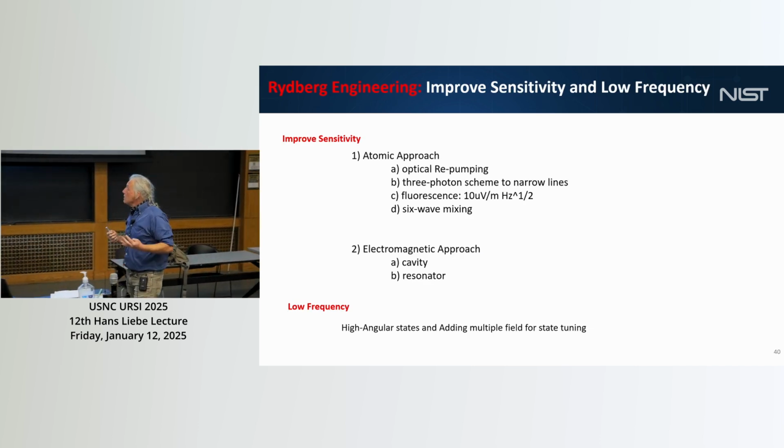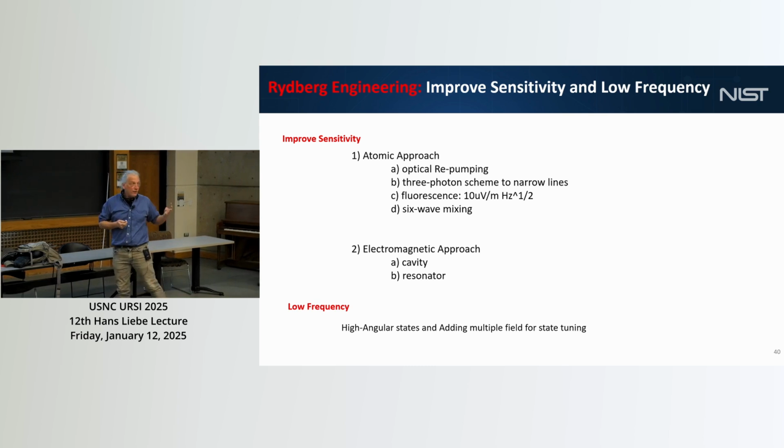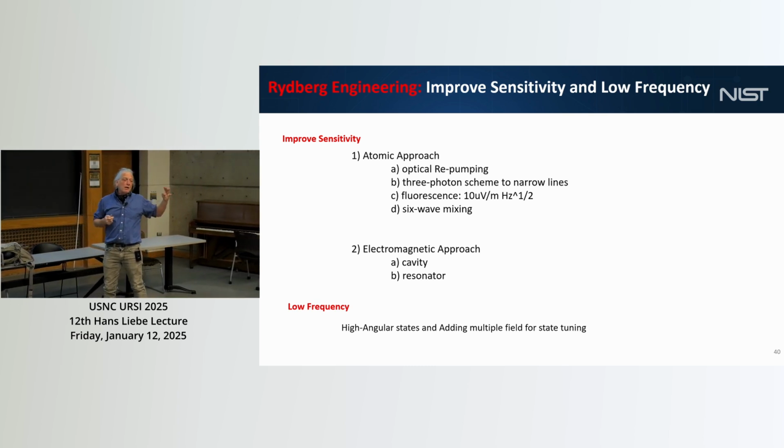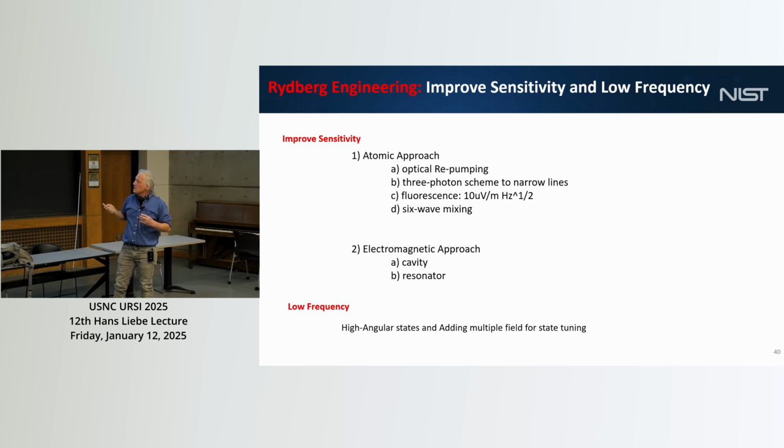Now, there's a whole range of topics that we and other groups are working on. The main thing is sensitivity and low frequency. Those are the two driving things right now. Bandwidth's out there, but at low frequency, bandwidth's not as important as at higher frequency. So right now, the driving factor is sensitivity. How do you get these things more sensitive? We're looking at what I call an atomic physics approach: optical repumping, 3-photon fluorescence, 6-wave mixing schemes. And then we're doing electromagnetic approaches where we're taking these vapor cells and embedding them into waveguides and small split ring type resonators to improve sensitivity.